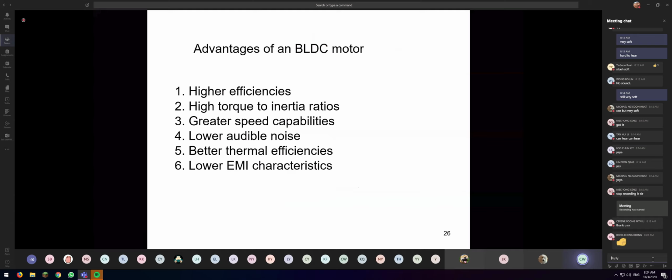So the advantages of the brushless DC motor are high efficiency, high torque to inertia ratio. That means I can produce a high torque by controlling the Hall effect sensor, and greater speed capability, and lower audible noise. This is for sure. Lower noise because there's no brush contact to the armature, and better thermal efficiency. It also won't generate heat because there's no contact between the carbon and the commutator. Lower EMI characteristic as well.